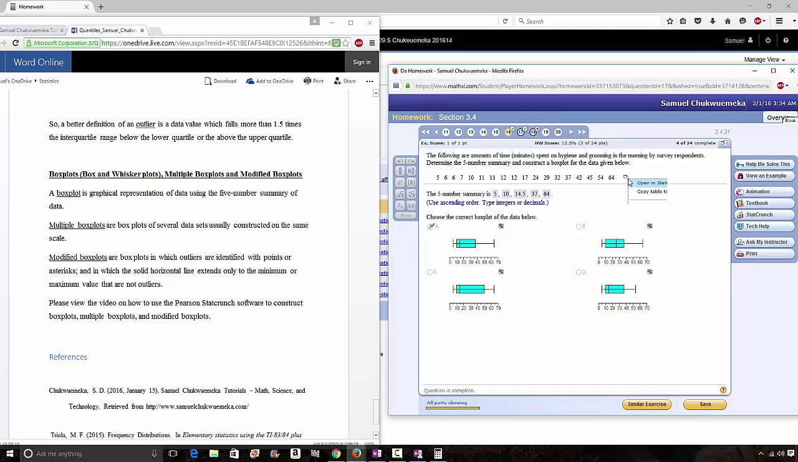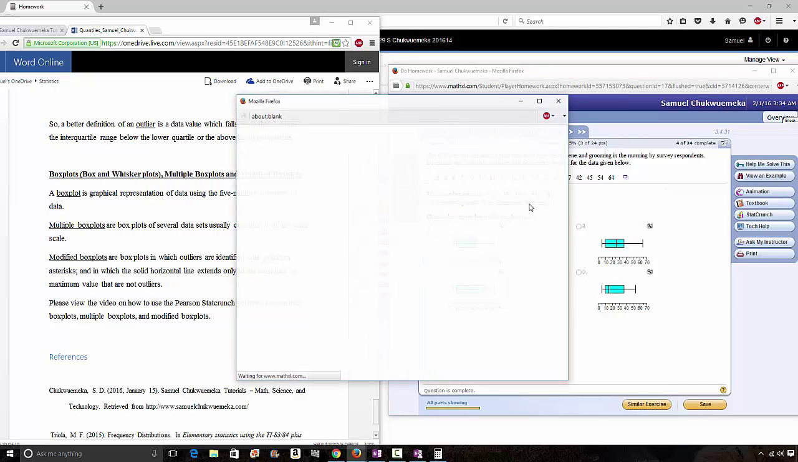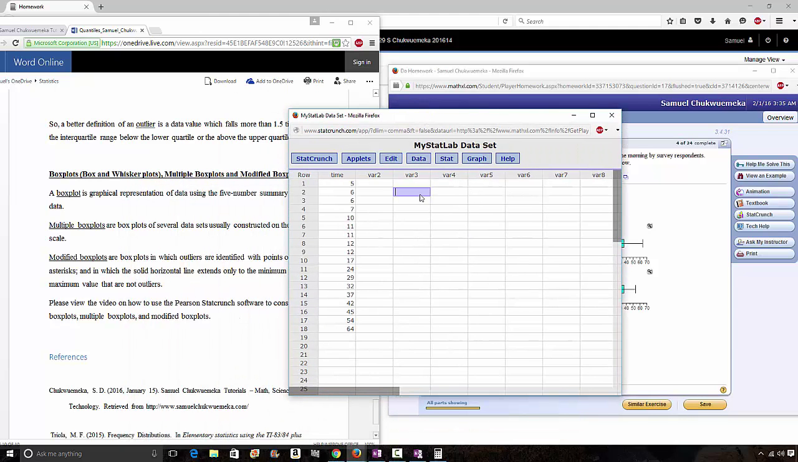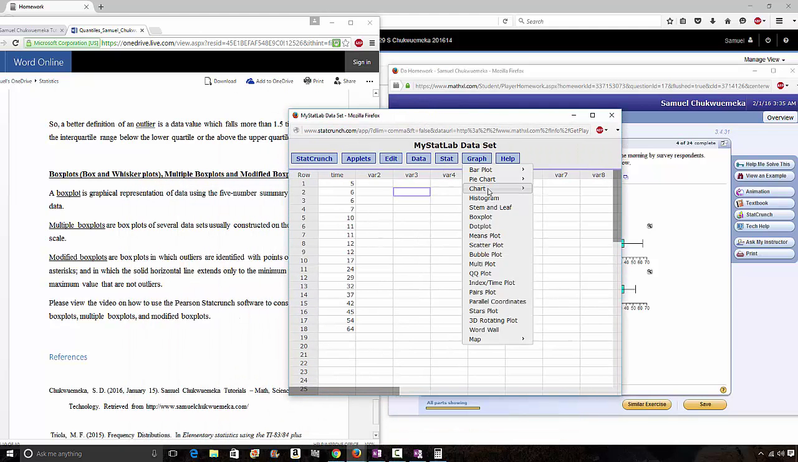In this case, assuming there's an outlier here, if we open this data in StatCrunch, I always like defining my variable, which in this case is your time. Now graph, box plot.